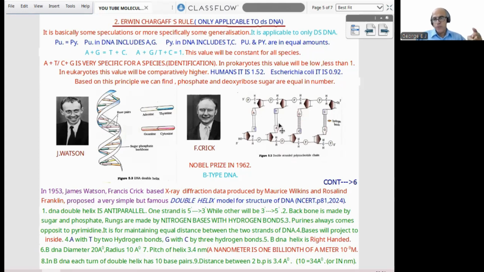If we take 3.4 Angstrom, 10 base pairs means 34 Angstrom. Suppose we say nanometer, 0.34 into 10, that is 3.4 nanometer for a DNA double helix with 10 base pairs. I think the idea is clear.